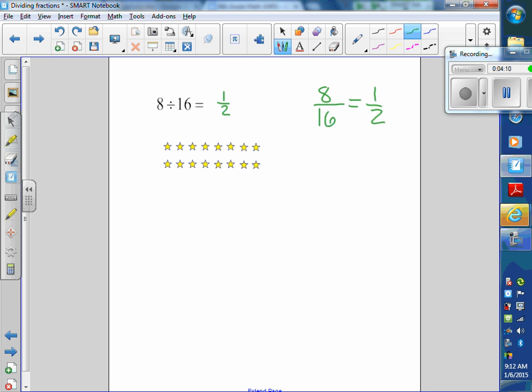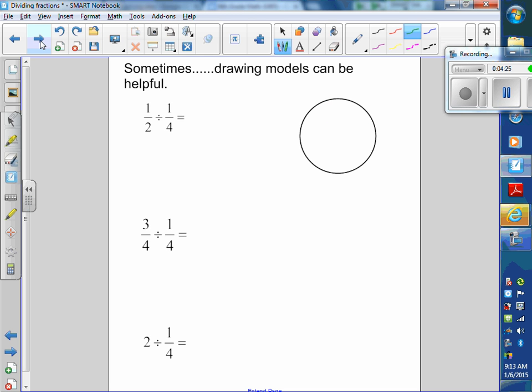So you could also do that strategy. Do a picture sometimes. Sometimes a picture is helpful. Here the picture's not very helpful. But knowing fraction bars, that's more helpful. Okay? So let's look at this.